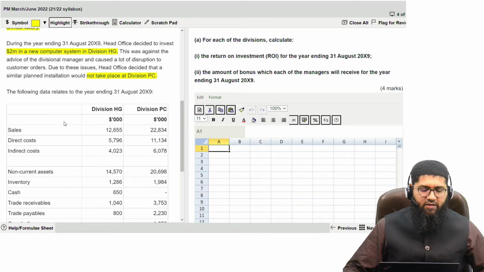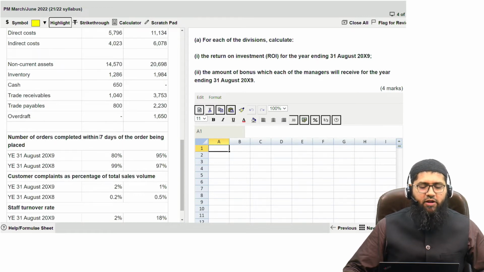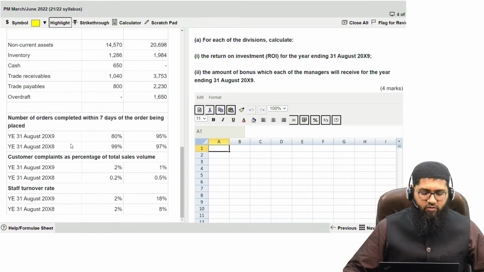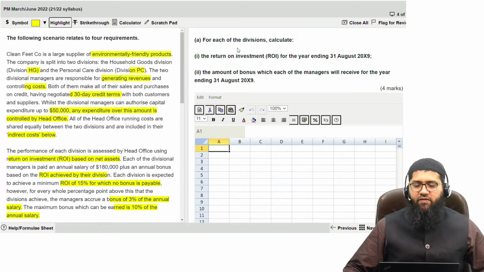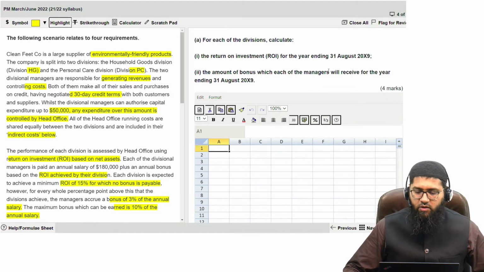The following data relates to both divisions: the sales, direct cost, indirect cost, non-current assets, inventory, cash, receivables, payables, overdraft, number of orders completed within 7 days of the order being placed, customer complaints as a percentage of total sale volume, and staff turnover rate. The requirement is, for each of the divisions, to calculate the return on investment for the year ending 31st August 2009 and the amount of bonus which each of the managers will receive.